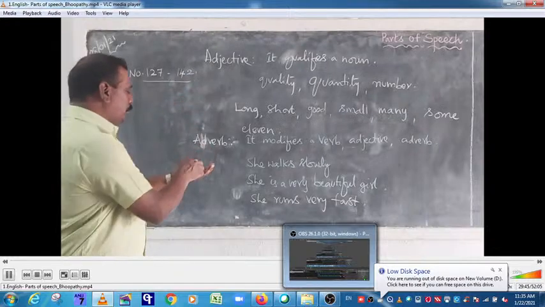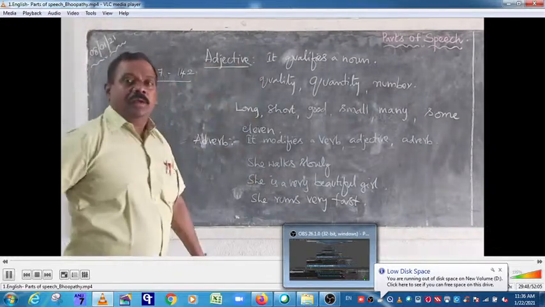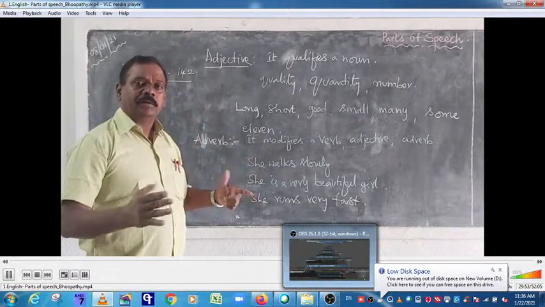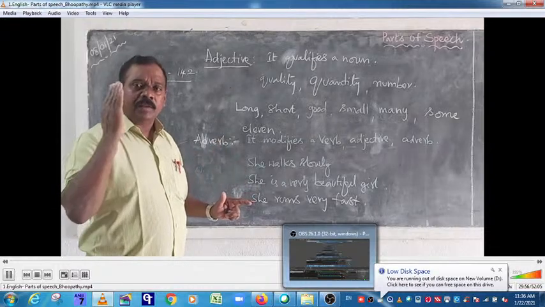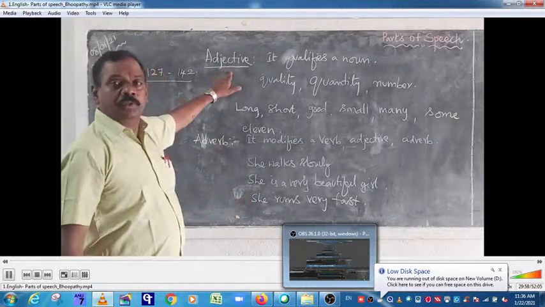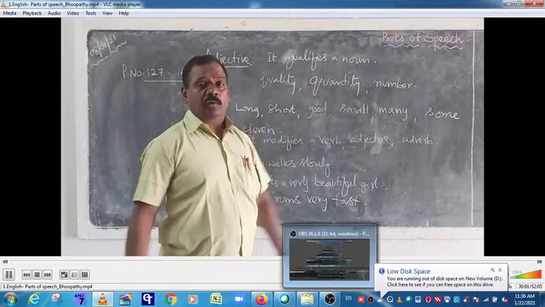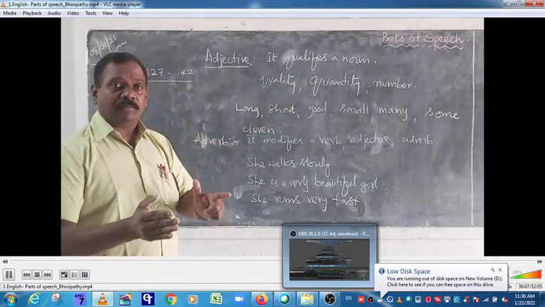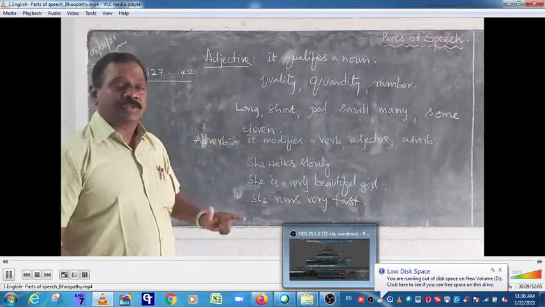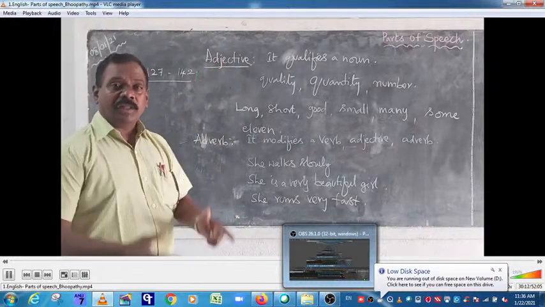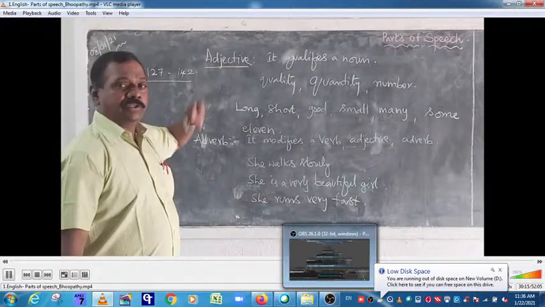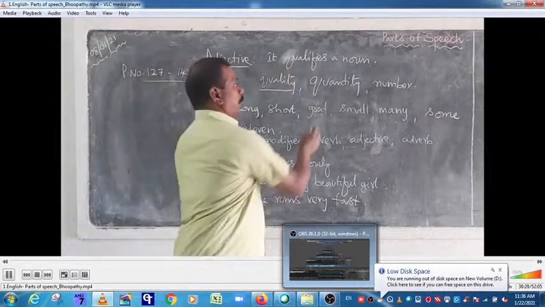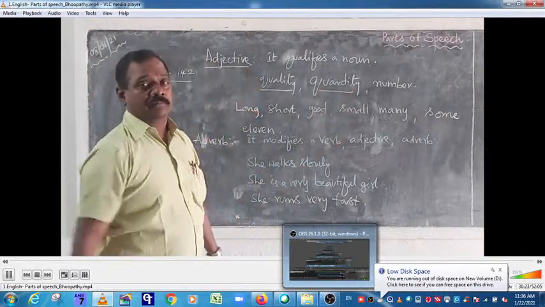So the next one is an adjective. So adjective is a describing word. It describes a person, an action, anything. When a word describes something, that is an adjective. See, it qualifies a noun. When a noun is qualified, when a noun's quality is talked about, that is an adjective. When a person is described, that is an adjective. So an adjective talks about quality, quantity and number.